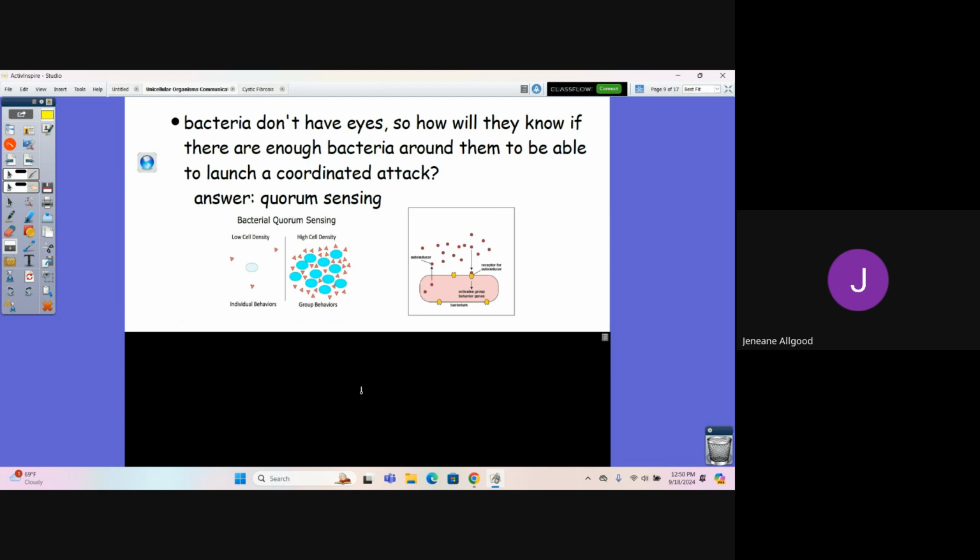But here, if they release these signaling molecules into the surroundings, not only will those signaling molecules bind to receptors on other bacteria, but they may even bounce off other bacteria and come back and bind to their own receptors. And so that's going to let bacteria know that there is a high population of bacteria surrounding them and that they do have enough to launch an attack.